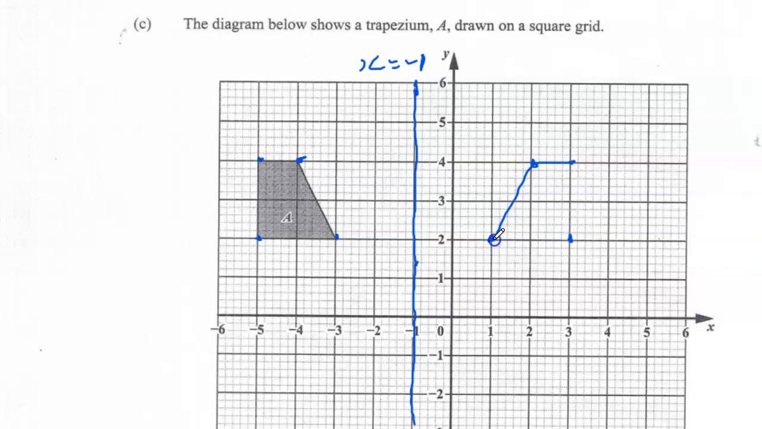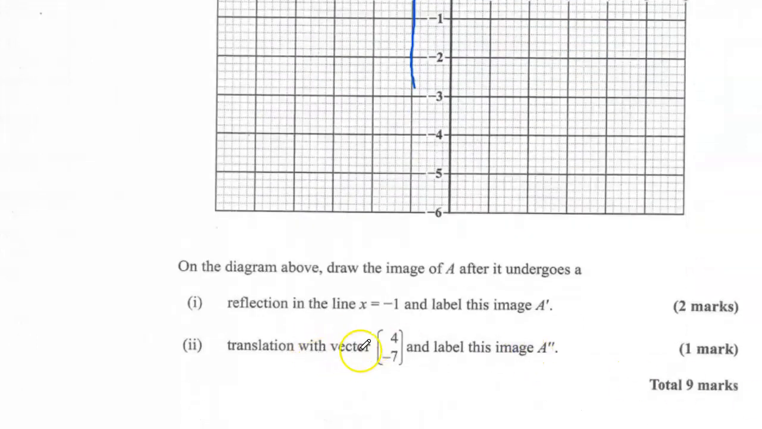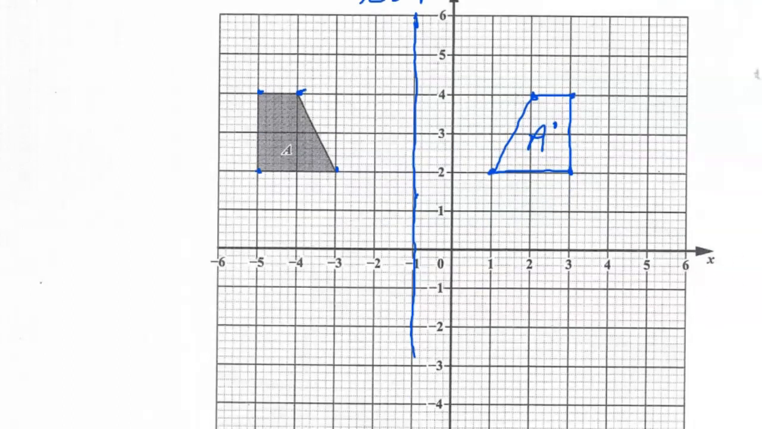So we reflect each vertex in the line x equal negative 1. That's A image. Next, we're asked to translate the same trapezium A with the vector (4, negative 7). Remember the vectors were in x, y form. So the positive 4 means you're going 4 to the right. Negative 7 means you're going 7 down. Each vertex, 4 units to the right and 7 units down. I'm going to start with this one, 4 to the right and 7 down.